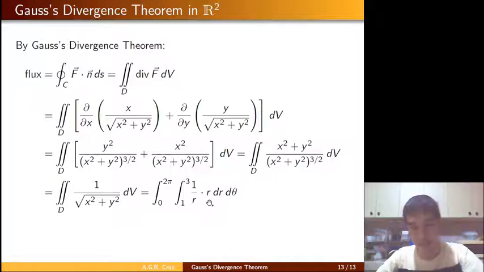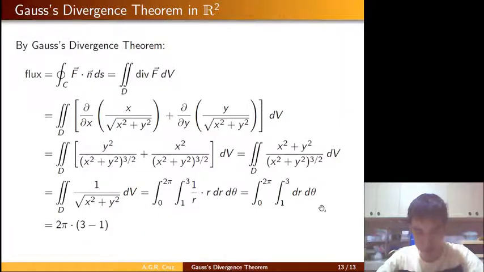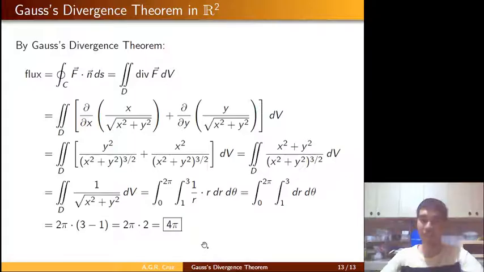And then when you simplify the integrand even further, you should get this one. So what you get all in all, itong integral na to is just 3 minus 1, no? Tapos itong integral na to is from 0 to 2 pi, it's just 2 pi. So you get 2 pi times 3 minus 1, you get 2 pi times 2, or in other words, yung flux natin is now 2 pi, or rather 4 pi.